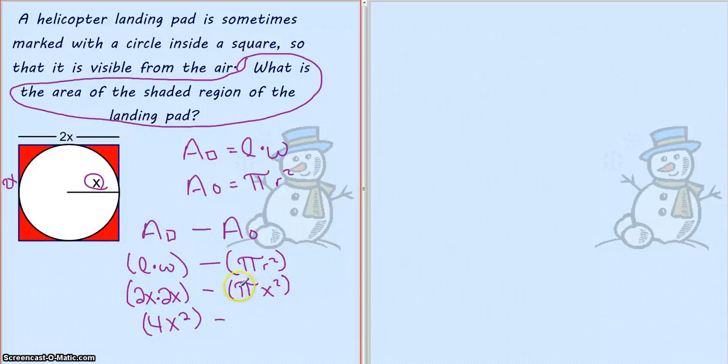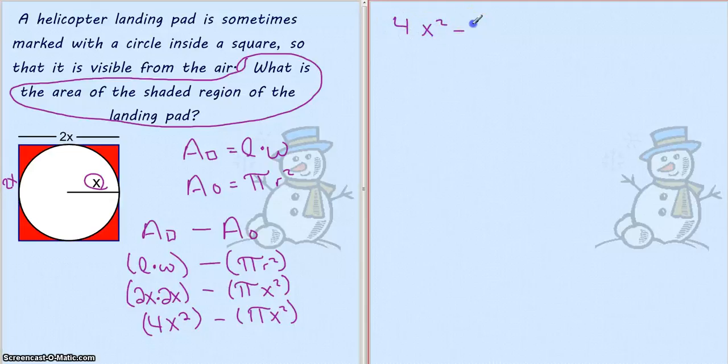There's nothing to really work out here. We're not going to change it to 3.14. We're just going to leave it pi x squared. Now they are like terms, but you really don't know what exactly pi is. You could approximate if you want to. You can leave it like this. If you approximated it, you would be saying 4x squared minus 3.14x squared. And that would be a decent approximation. So 4 minus 3.14 would be 0.86x squared. And that would be approximately.